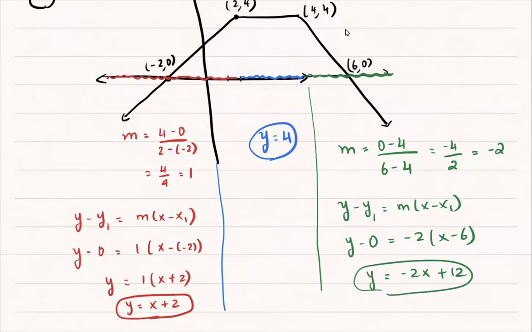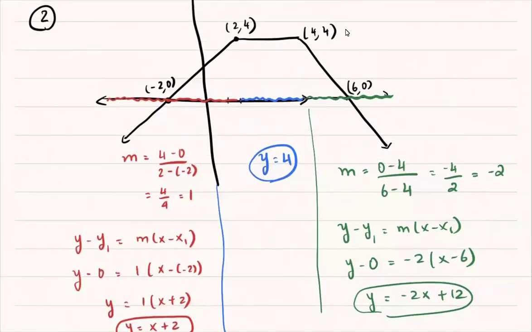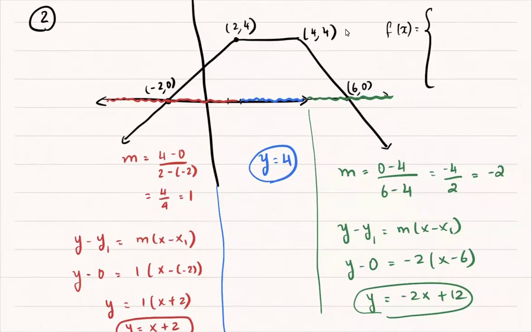So now let's put this together. So how is my function going to look like? f(x) has 3 parts, correct? The first part, what is the domain of the first part? The first part is all the x values less than or equal to 2, right? That is the first part.